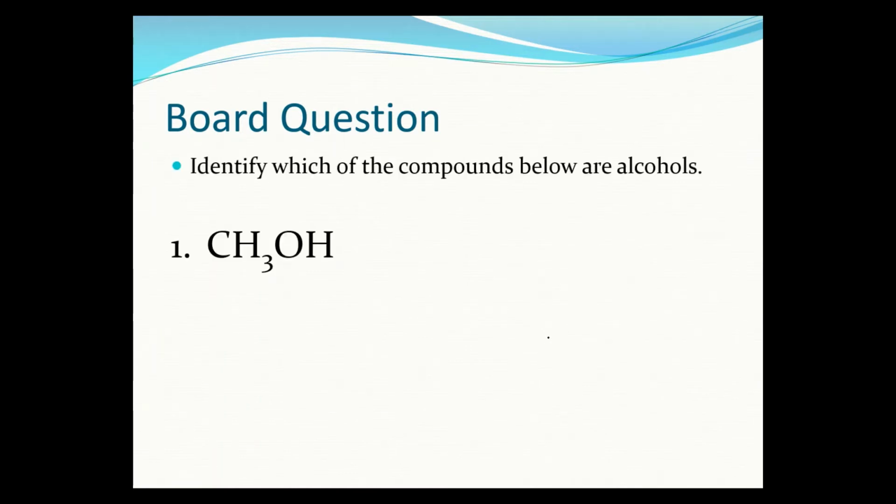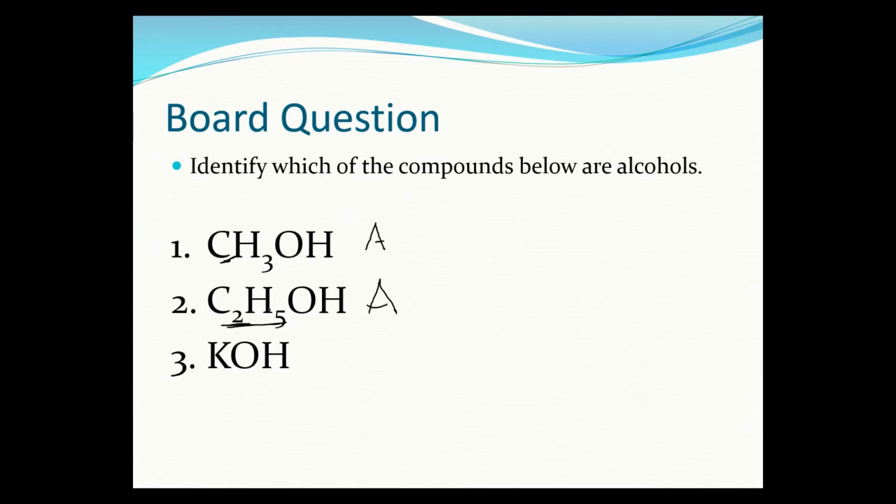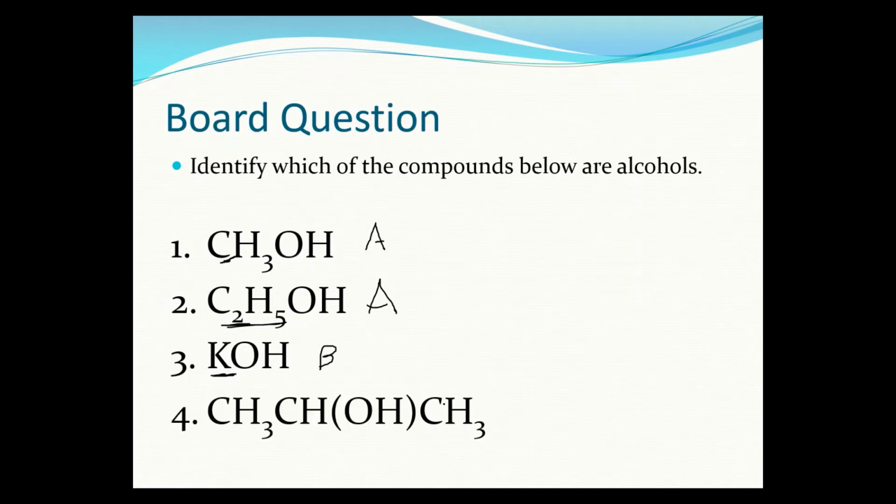Okay, so identify which of the following compounds below are alcohols. You can give this a go. Is that an alcohol or is that a base? It's an alcohol, because it's bonded to carbon. Is that an alcohol or a base? It's an alcohol, because it's bonded to carbon. Is that an alcohol or a base? It's a base because it's bonded to a metal. Is that an alcohol or a base? It's an alcohol because it's bonded to carbon atoms. So if you see carbon, it's an alcohol. If you don't see carbon, it's going to be a base.